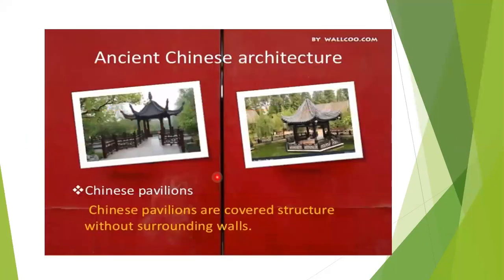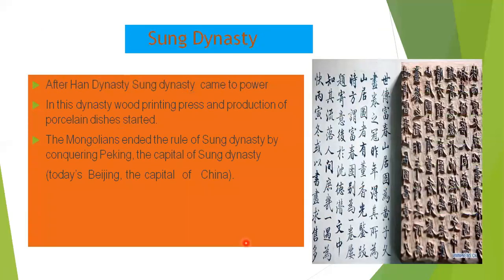So, next, children, ancient Chinese architecture. Chinese pavilions are covered structures without surrounding walls. How did they construct the buildings? They constructed them without surrounding walls.